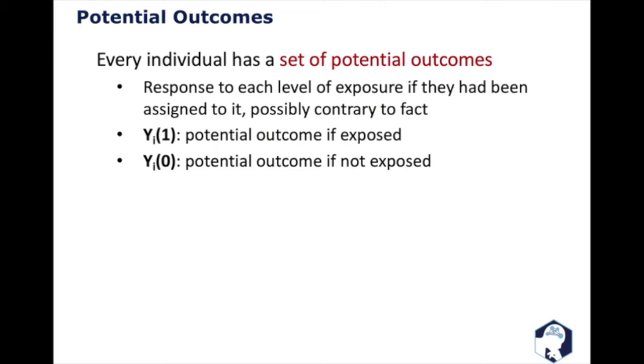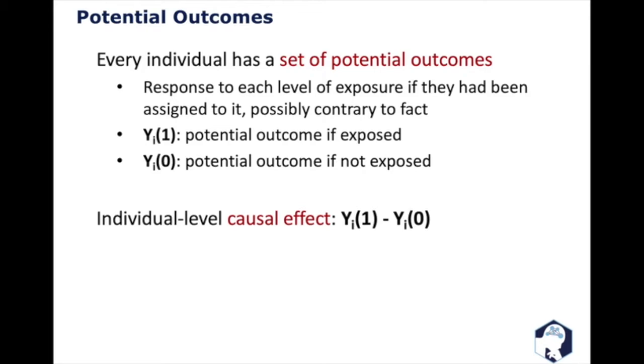The premise of the potential outcomes framework is that we assume that every individual has a set of potential outcomes, and these characterize the response to each level of the exposure had the individual been assigned to it, possibly contrary to fact. So we'll denote the potential outcome if an individual i is exposed by Y_i(1), and then we'll similarly denote the potential outcome if an individual i is not exposed by Y_i(0). Then using this notation, the individual level causal effect is the difference between these two potential outcomes for individual i.